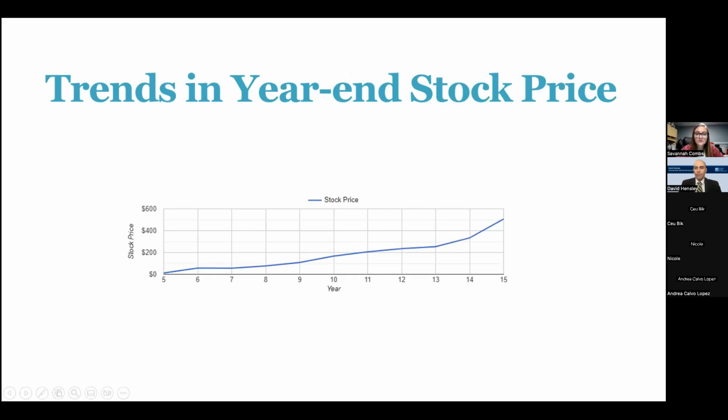The year-end stock price has been steadily increasing as time passed by. If you direct your attention to the graph, you will notice that our stock price has been growing steadily every year. Overall, we had the third highest stock price. And by the end of year 15, our stock price was $506.31.